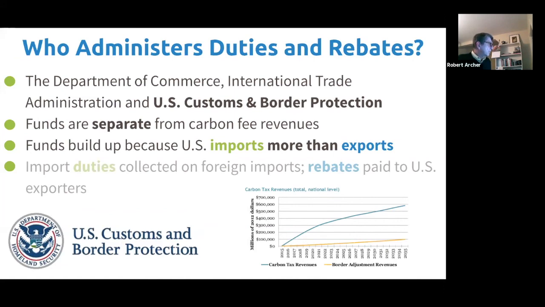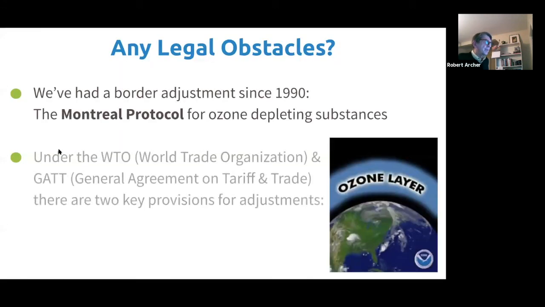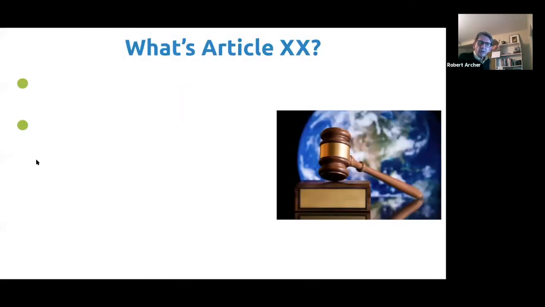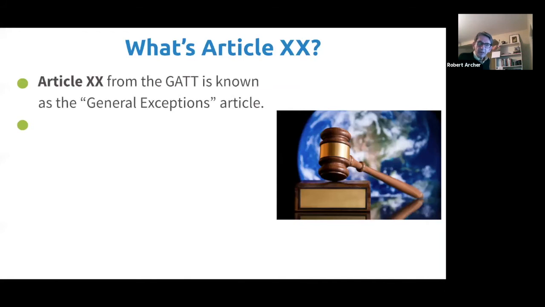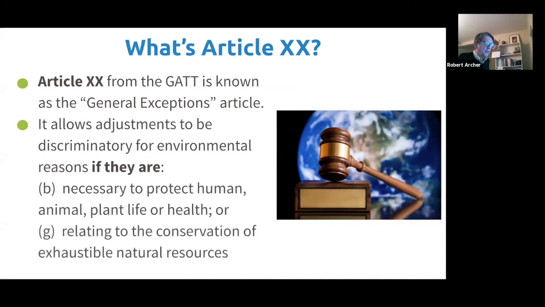This is an issue that comes up periodically. Is it going to be legal? I'm not going to go into the details of the World Trade Organization and General Agreement on Tariffs and Trade, but just mention the next slide, which is Article 20. This article allows discriminatory practice for environmental reasons. First, if it's necessary to protect human, animal, or plant life or health. And second, relating to the conservation of exhaustible natural resources.